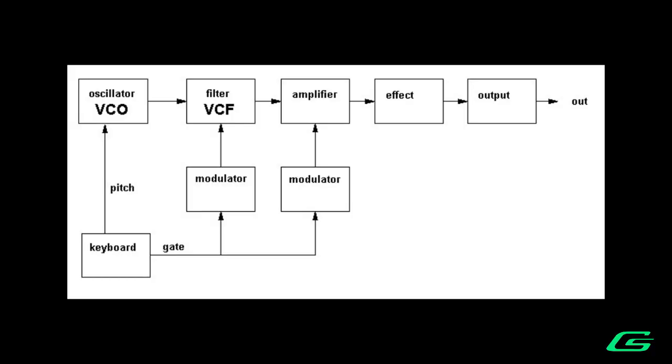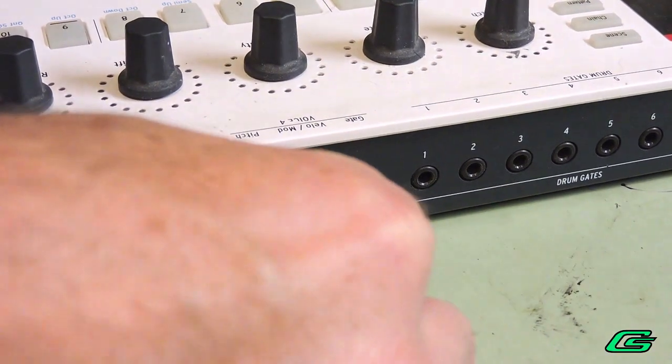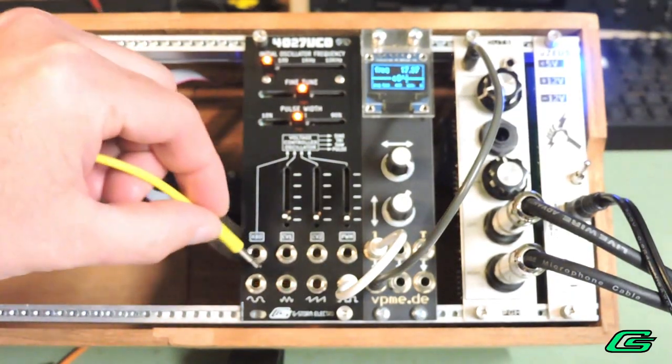Now, as we have seen in the introductory video, I want to control the VCO pitch using an external keyboard controller. Here I have the Arturia KeyStep Pro, but I can use any controller device that offers pitch CV output. I'll plug the pitch CV output from KeyStep into the input labeled keyboard.